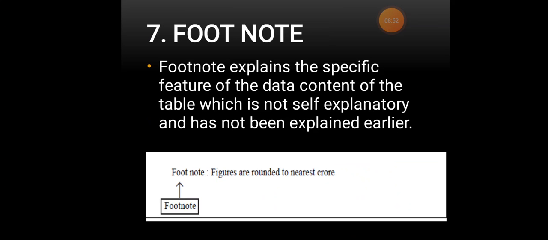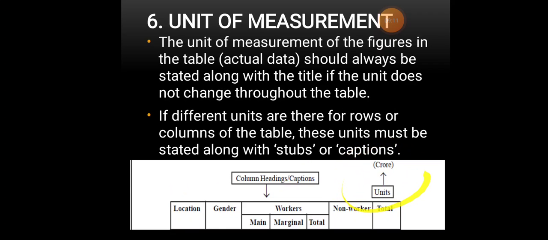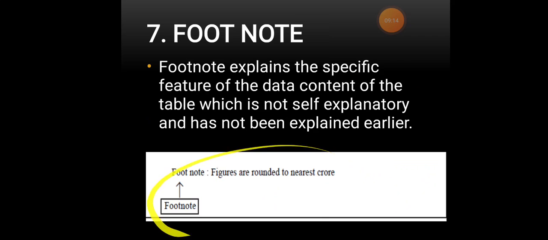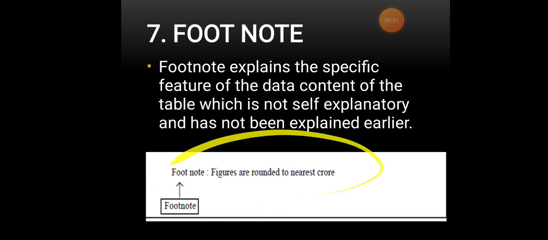Next one is about the footnote. Footnote explains the specific feature of the data content of the table which is not self-explanatory and has not been explained earlier. So in this particular example, we have not explained that it has been rounded up to the nearest crore. What was the unit of measurement? Our unit of measurement was in crore. So at this point of time, what am I supposed to write? Under the footnote, you can write: figures are rounded to the nearest crore. Why? Because if I get 38 crore and 45 rupees, I will be rounding up to only 38 crore. So this is one of the basic examples under the footnote.